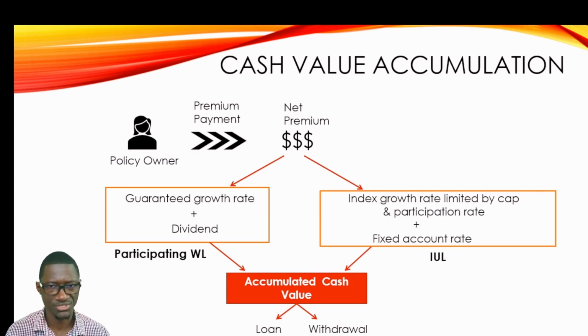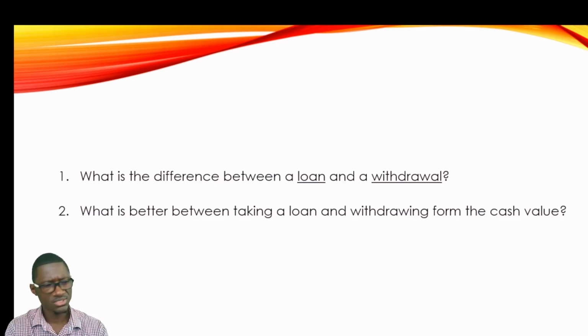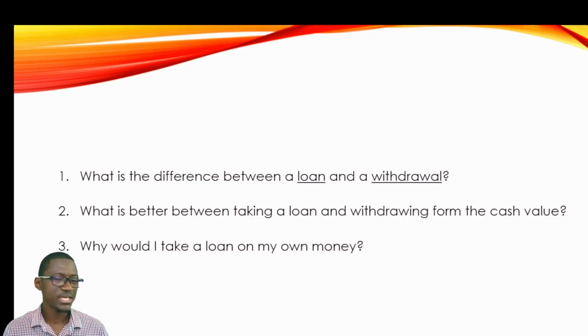This raises a few questions. What is the difference between a loan and a withdrawal? Another one, in what situation would it be better to do a loan or to do a withdrawal? And a more fundamental one, why in the world should I even take a loan in the first place? The cash value is supposed to be mine, so why would I take a loan out of my own money? It doesn't make any sense. We'll try to break it down, and hopefully it will make sense to you. To start understanding the difference between a loan and a withdrawal, let's try to break it down and see how each of them works.